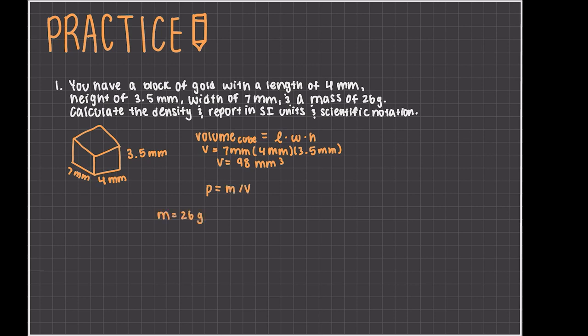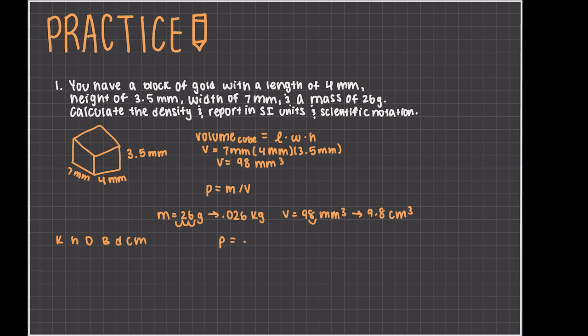Now our mass is 26 grams, but we want to convert this to kilograms. So again, by using King Henry died by drinking chocolate milk, we know that we need to move the decimal to the left 3 times. So we get 0.026 kilograms. Now when we do the same thing to the volume, we get 9.8 centimeters cubed.